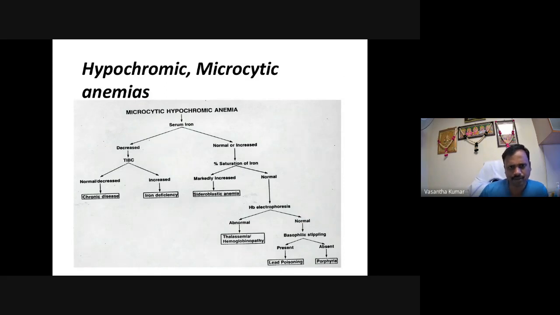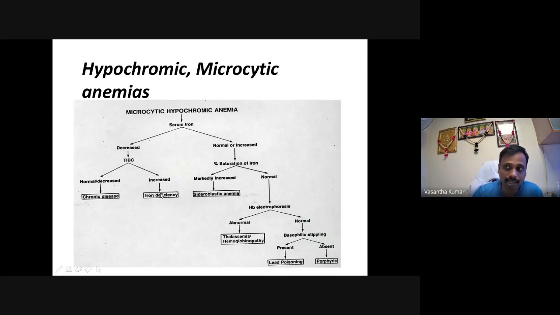Next is microcytic or hypochromic anemia. That means the MCV is less than 80. So next, check the serum iron. If the serum iron is decreased, then check the total iron binding capacity. If the iron is low and the binding capacity is high, it could be due to iron deficiency anemia. That means either the dietary iron supplementation is low or there is malabsorption.